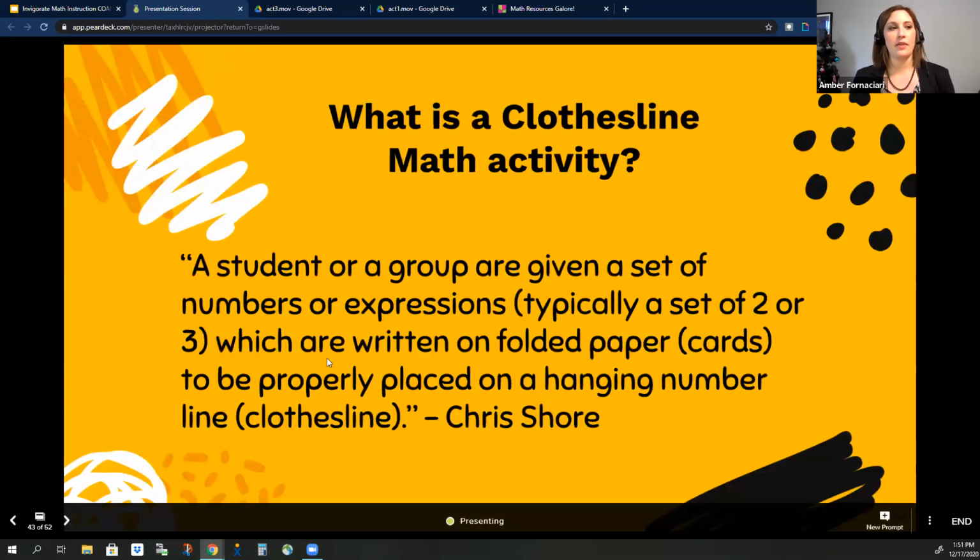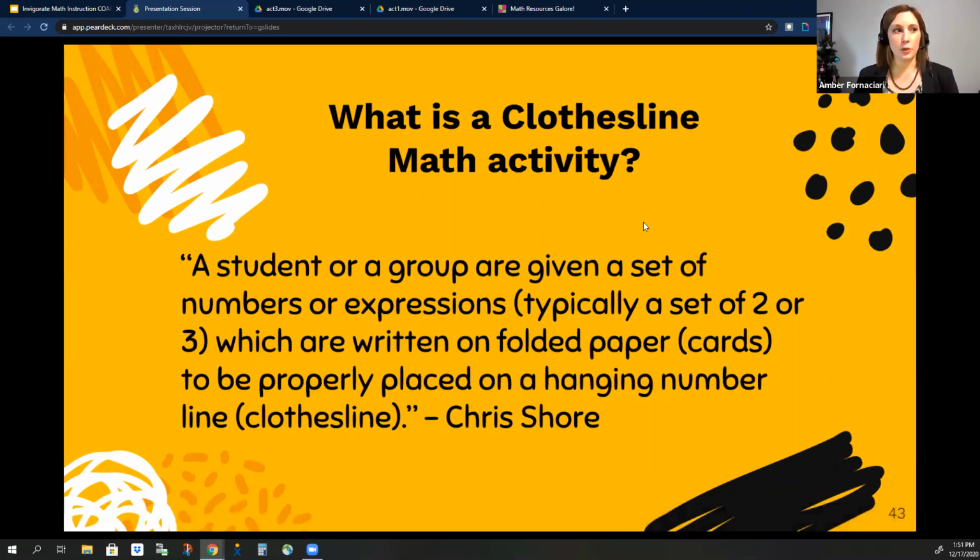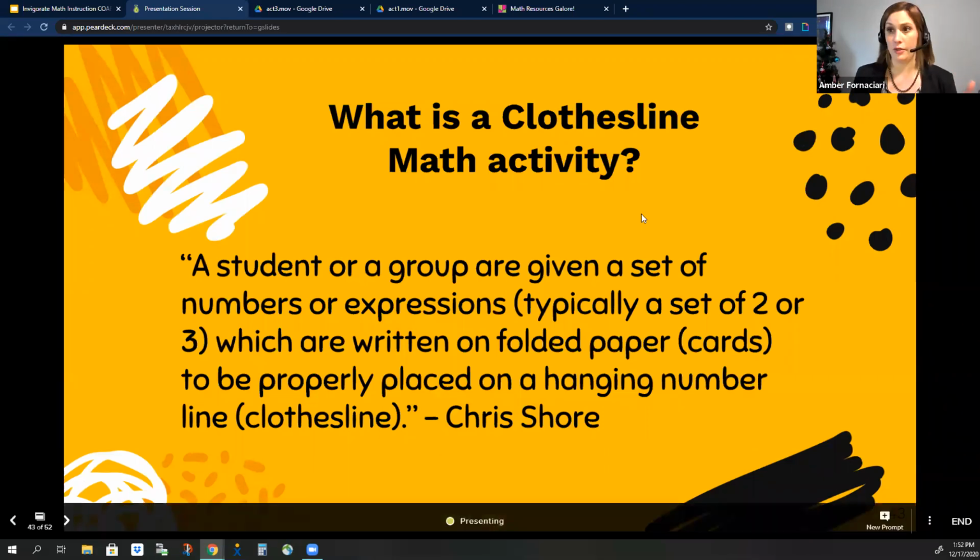So what is a clothesline math activity? A student or a group are given a set of numbers or expressions, typically a set of 2 or 3, which are written on folded paper to be properly placed on a hanging number clothesline. So I have these cards and I'll show them in my camera view here. This one says -2.9, and it's just a tinted piece of paper. The cool thing about Chris Shore's website is he already has some of these made up, and all you have to do is print them and then fold them, if you're going to do it in a physical classroom, which is awesome, but I do realize that we can't all do that.